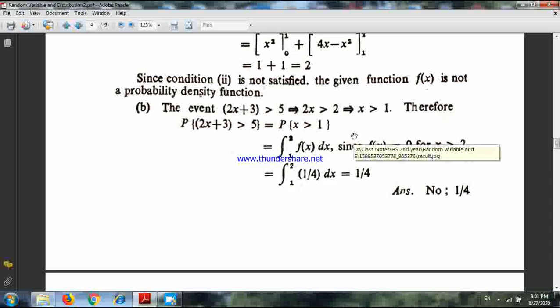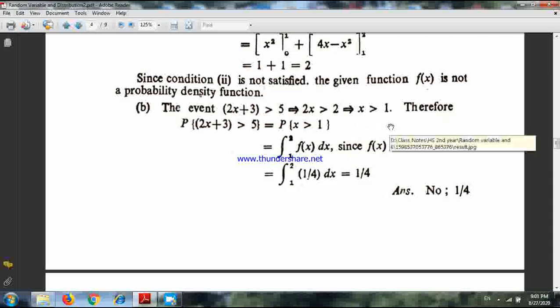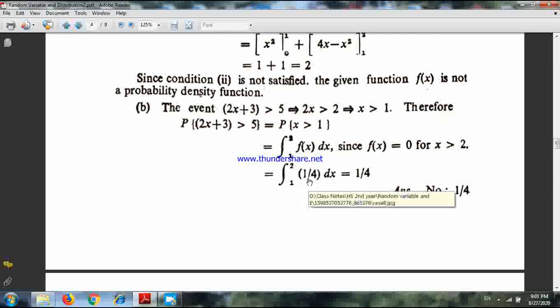And you can again break this integral into 2 parts: 1 to 2 plus 2 to infinity. In the interval 1 to 2, the functional value is 1 upon 4, and in 2 to infinity, the value is 0. And ultimately what is the result? 1 upon 4.